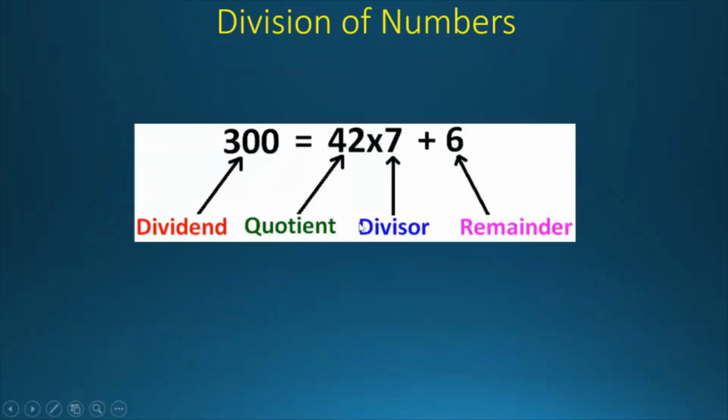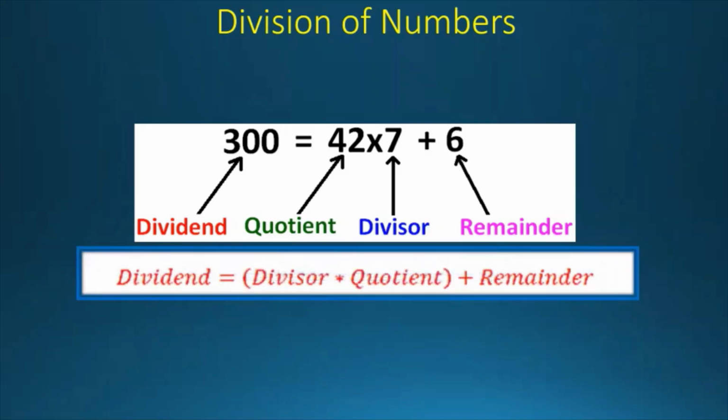We can see here that 300 is equal to 42 times 7 plus 6. This is true because 42 times 7 is equal to 294, plus 6, which is equal to 300. Here, 300 is the dividend, 42 is the quotient, 7 is the divisor, and 6 is the remainder.